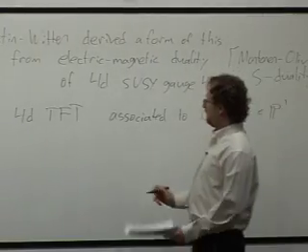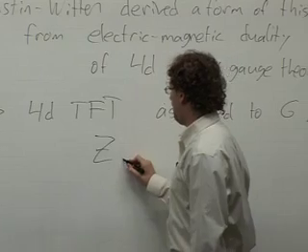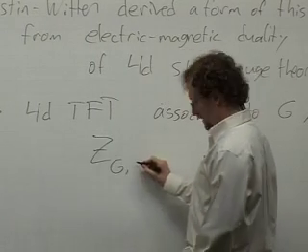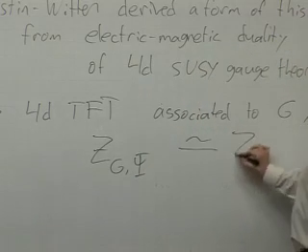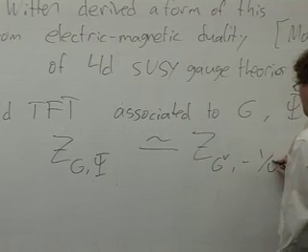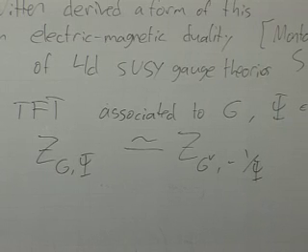and the S duality for these theories becomes the statement that the theory, which I'm going to now denote by this letter, Z_{G,ψ}, is equivalent to Z_{G check, -1/ψ}. So these Z's are now denoting four-dimensional topological field theories.